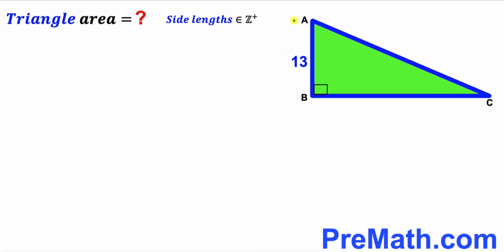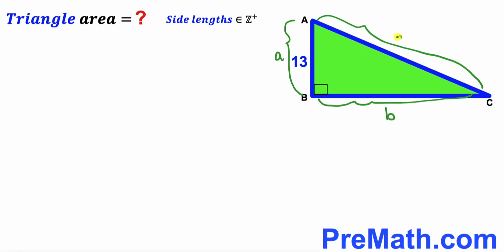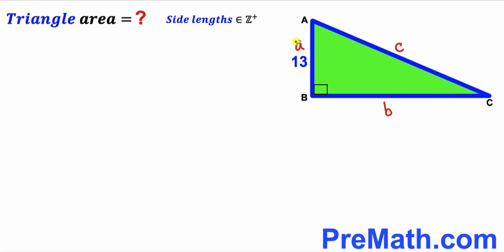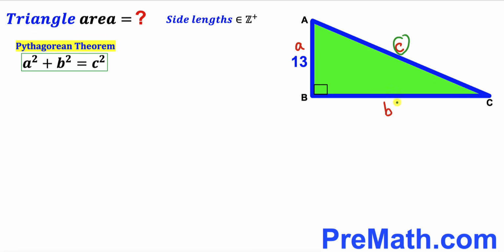In this next step, I am going to label this side of the triangle as lowercase a, this side lowercase b, and this hypotenuse as lowercase c. And bear in mind that all these side lengths a, b, and c are going to be positive integers. Since we are dealing with a right triangle, we are going to recall the Pythagorean theorem, a square plus b square equal to c square. Here c is our hypotenuse, whereas a and b are our two other legs.